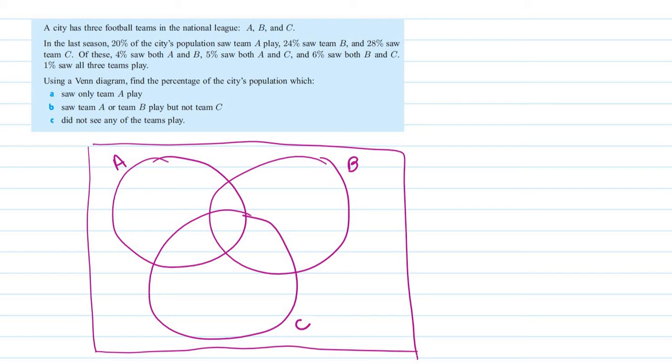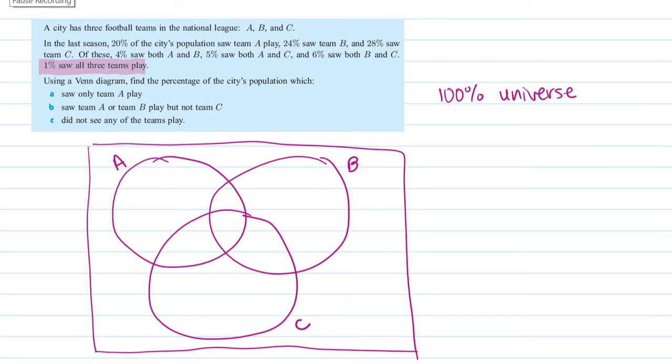Think about this for a second. When you're talking about percentages, what is the universe? If you said 100, you were correct, because 100% would represent the universe in this case, and everything else is going to be built off of that. As we did in the first example, we're going to work backwards from the most specific to the least specific.